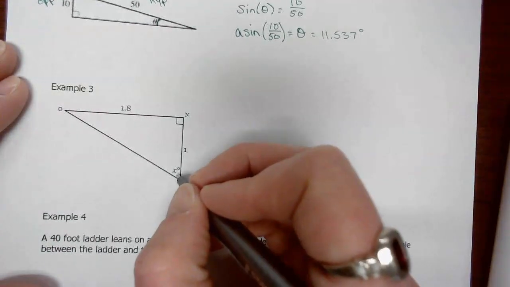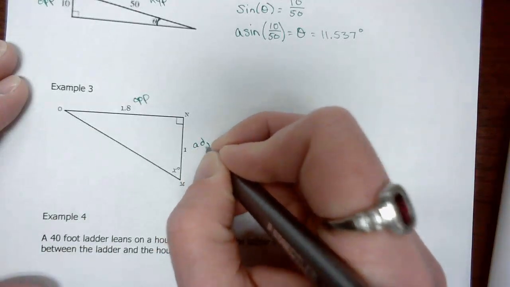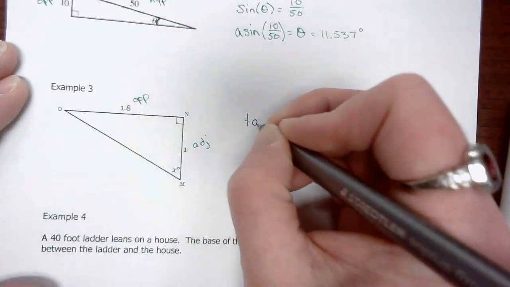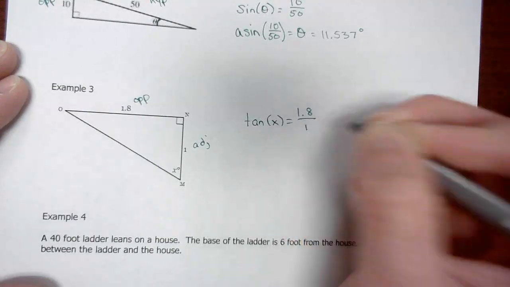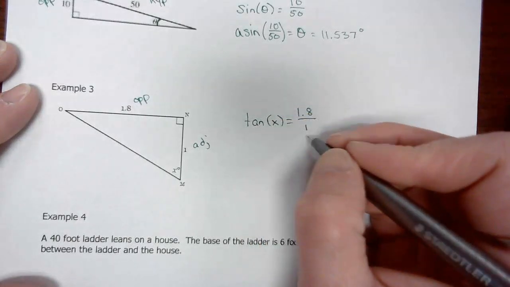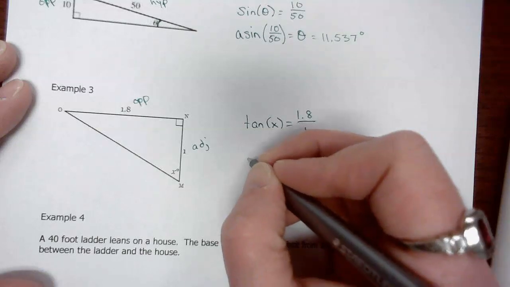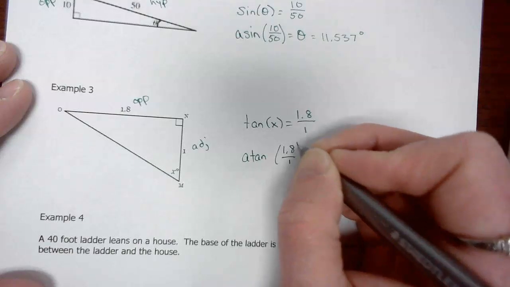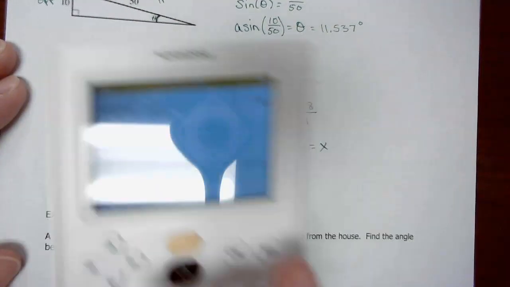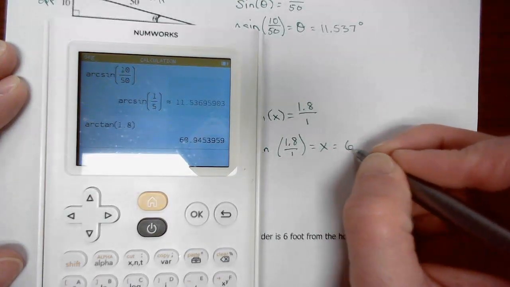On this one, the angle is x. This is opposite. This is adjacent. Opposite and adjacent is tangent. Opposite over adjacent. So if I know what the ratio is, to find the angle, I'm going to do the inverse tangent of the ratio, which gives me the angle. So inverse tangent gives me the angle.